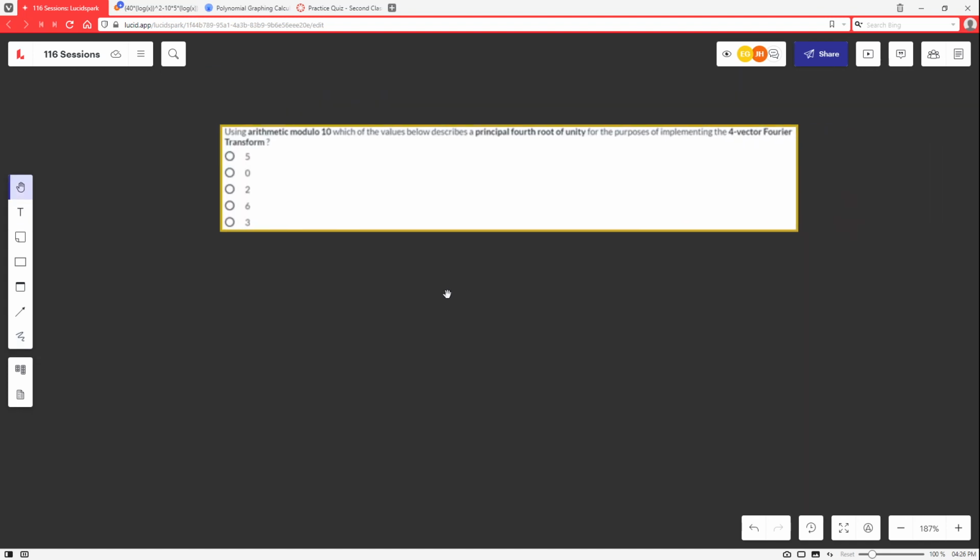Next up, using arithmetic modulo 10, which of the values below describes a principal fourth root of unity for the purposes of implementing the 4-vector Fourier transform?